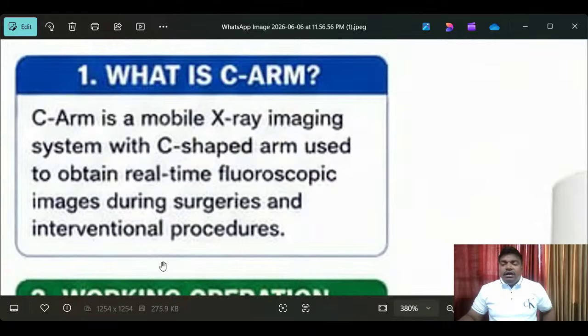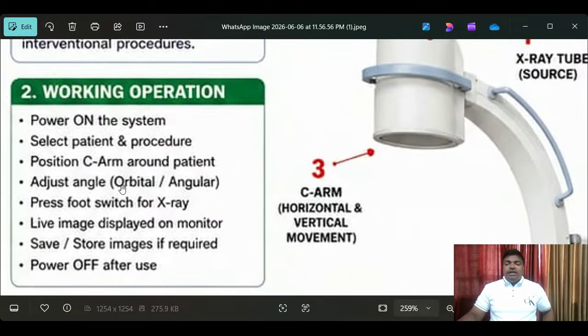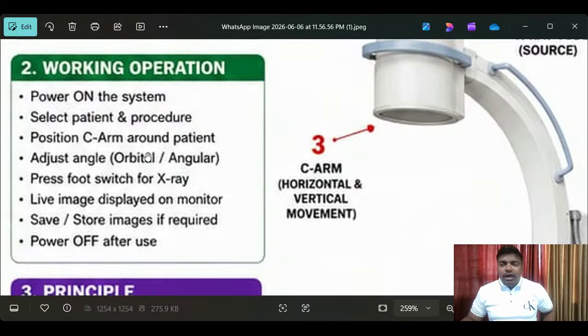The next point, the second one, is working operation. Simply get the points without confusion. Working operation: first of all, power on the system. Next, select patient and procedure, and position the C-arm around the patient. Adjust angular and orbital movement. This position will be fixed by the technician. As a biomedical engineer, nothing to worry.